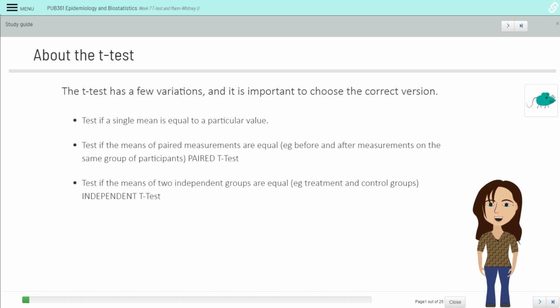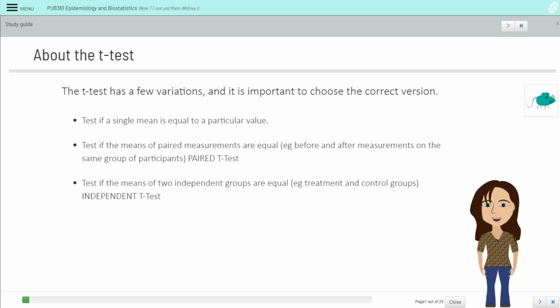The t-test has a few variations, and you've probably seen these before. The name t-test actually comes from the distribution that we compare the test statistic with, which is Student's t-distribution, which looks very similar to a normal distribution, except that it has what we call slightly fatter tails. So you're welcome to look up fat tails when you're bored on Google.